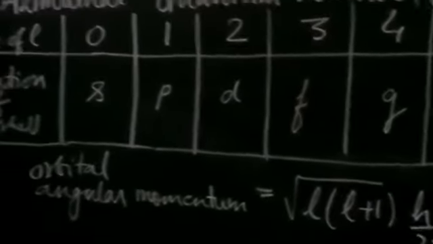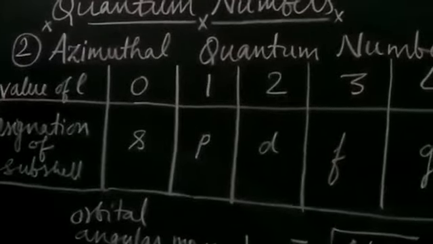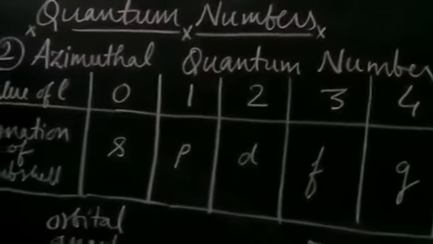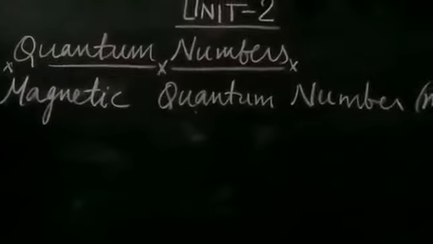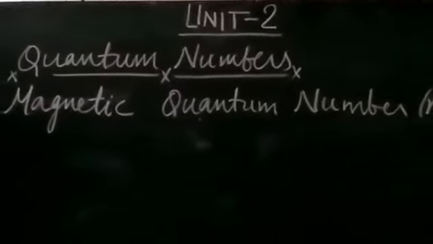Now next we will do the magnetic quantum number. Now next is the magnetic quantum number denoted by m subscript L.